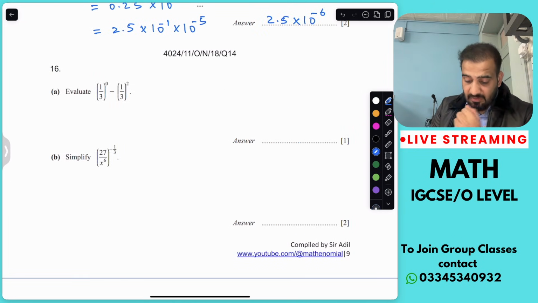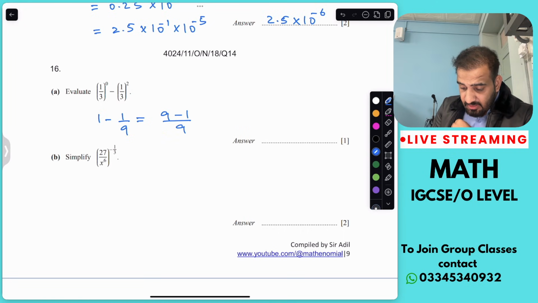So anything raised to power 0 is 1. 1 over 3 whole square is 1 square over 3 square, which is 1 over 9. So it is 9 minus 1 over 9.